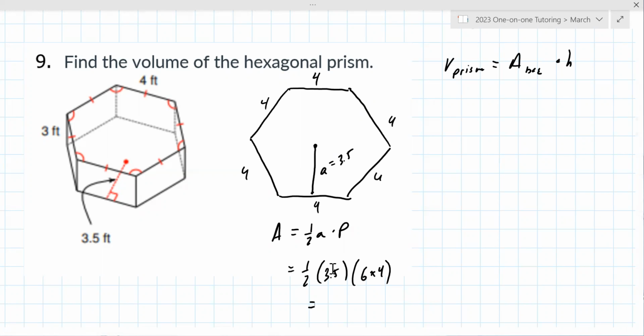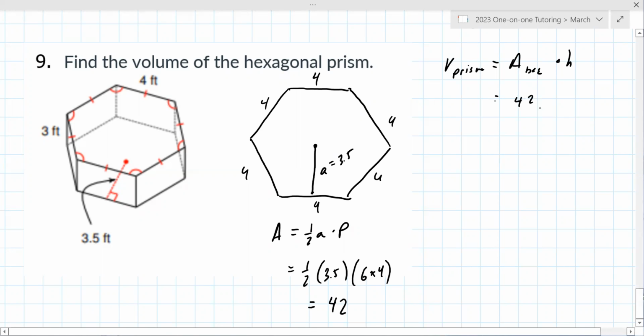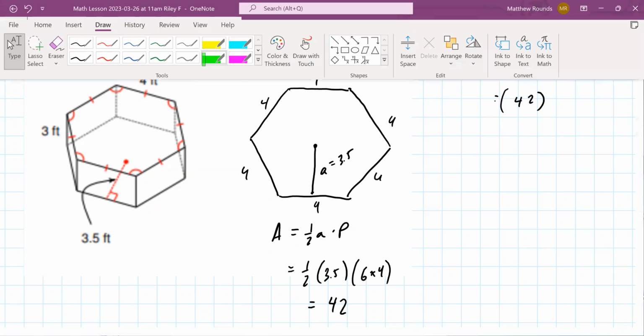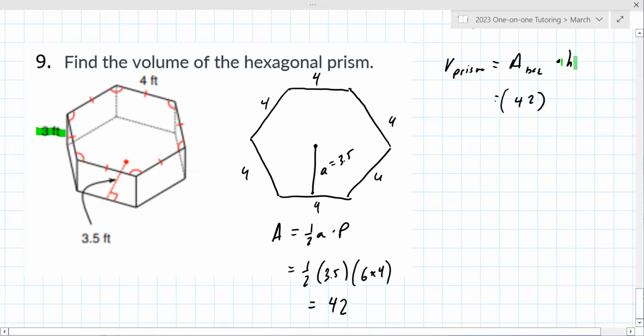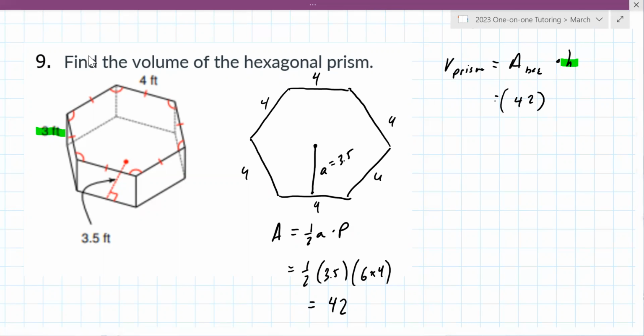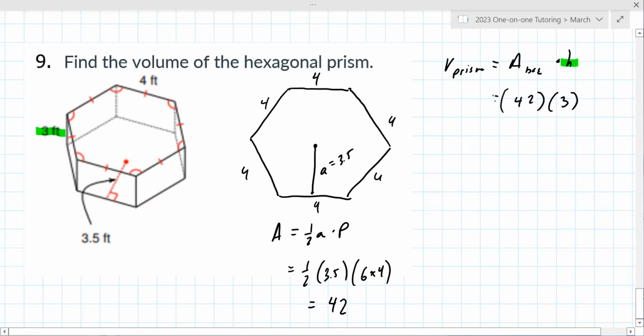Okay, 42. Good. So that is the area of the base. The height is, and sometimes it's hard to find, but it's the one you maybe haven't used yet, which in this case is the 3. Sometimes they give you extra information. So go ahead and calculate that for us, please. 126. 126 feet cubed. Very good.